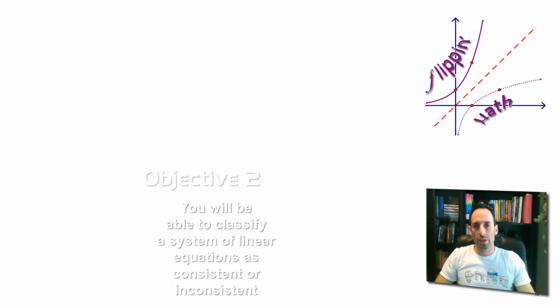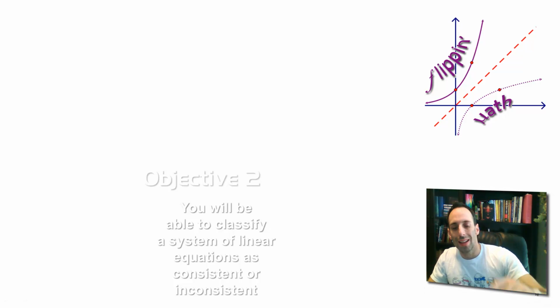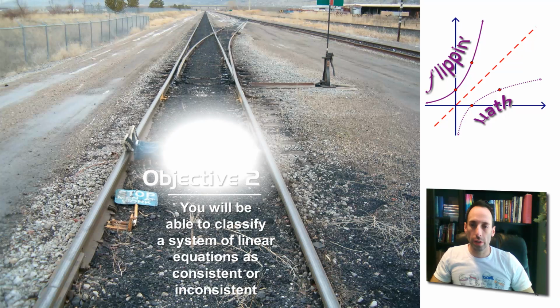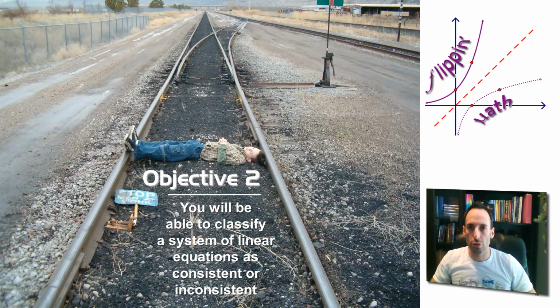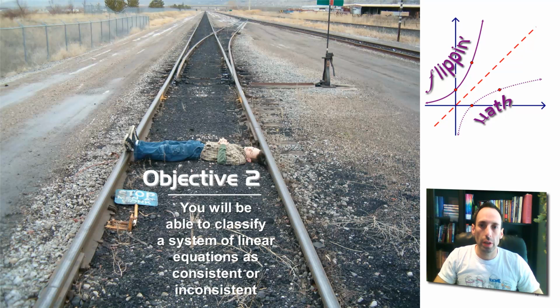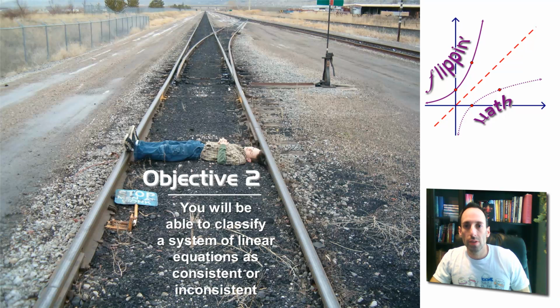Okay, so objective 2, what we're doing is classifying a linear system of equations as either consistent or inconsistent. So take a look at this rather dramatic picture. In the picture it details the three cases that we're talking about. One case is maybe these lines intersect each other, like these railroad tracks intersect each other at this point right here. Okay, so that's one case.